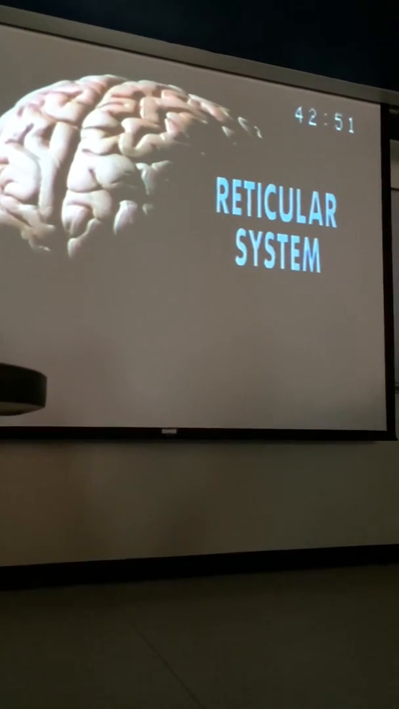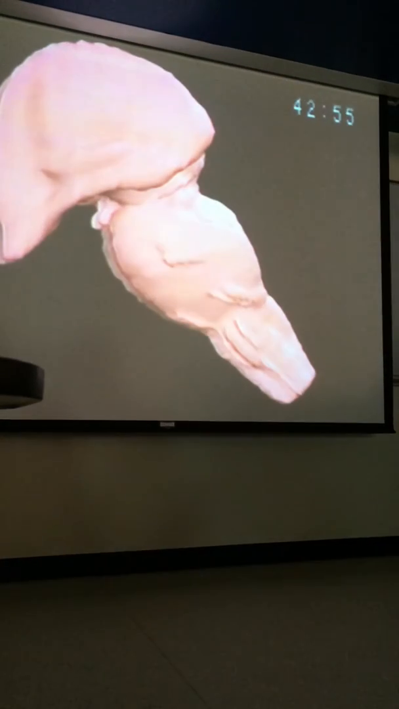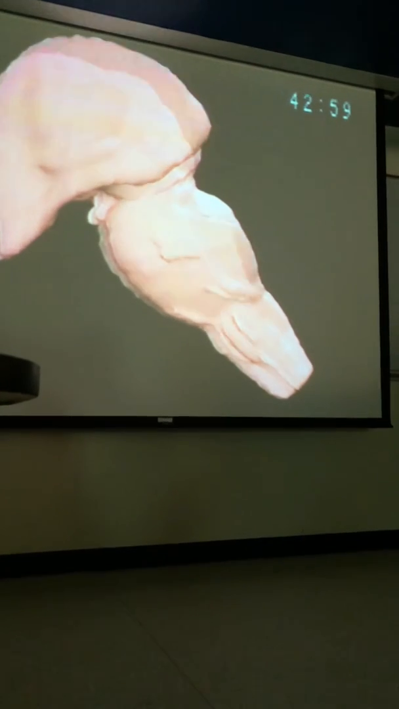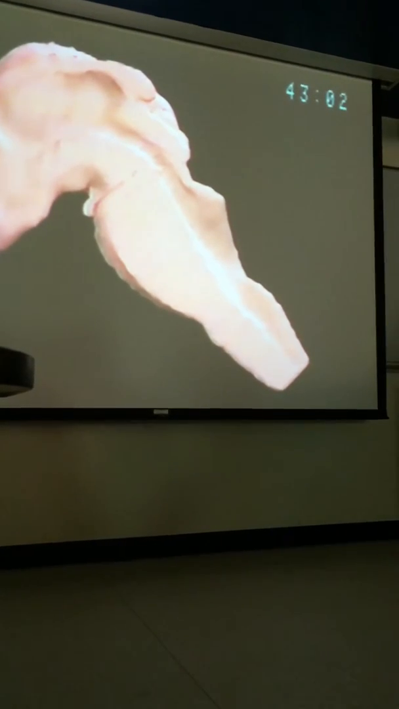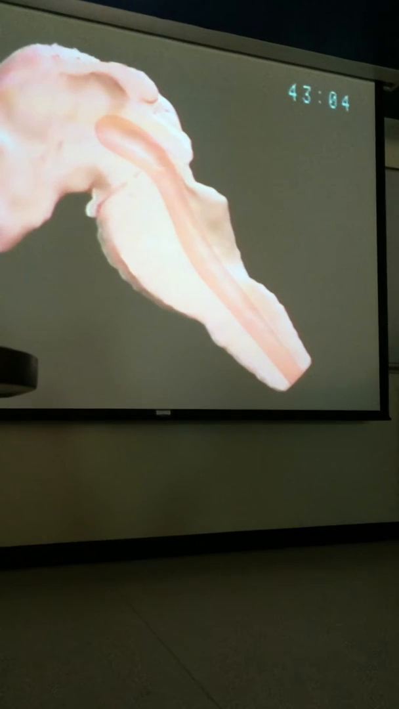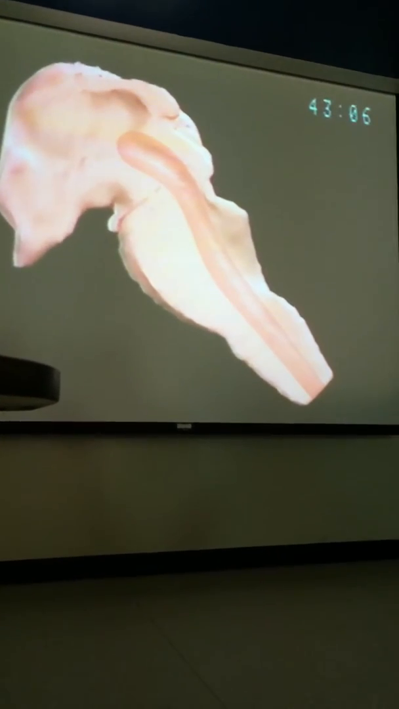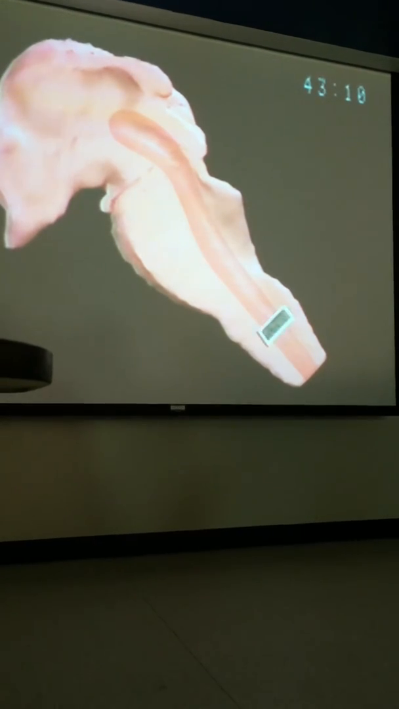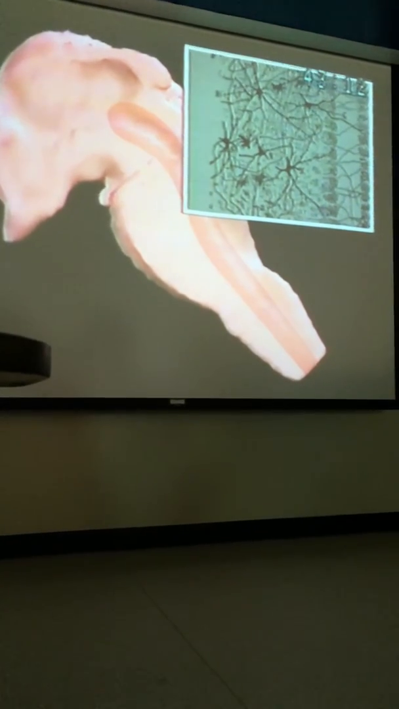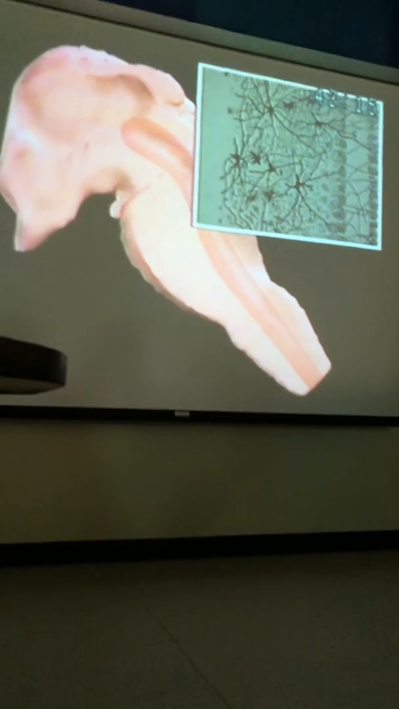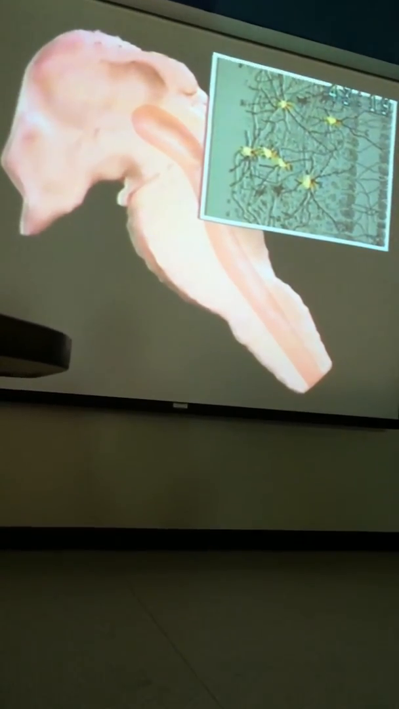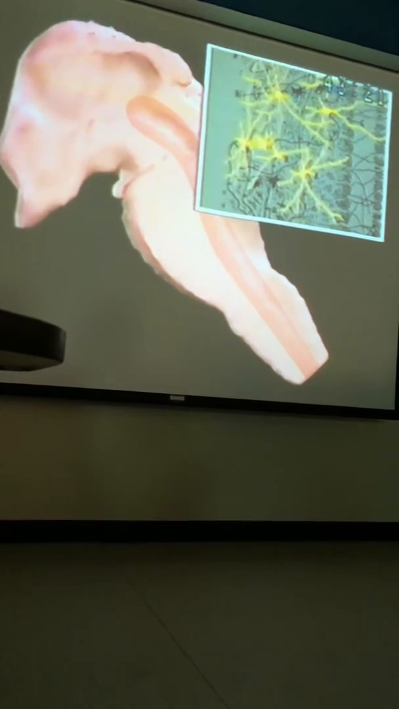Reticular system. The brainstem. Its core is formed by a number of nuclei, which are known collectively as the reticular system. These nuclei contain neurons with extensive dendritic branches. This is a drawing of a transverse section through a brainstem. It shows several typical reticular neurons with horizontally radiating dendrites.